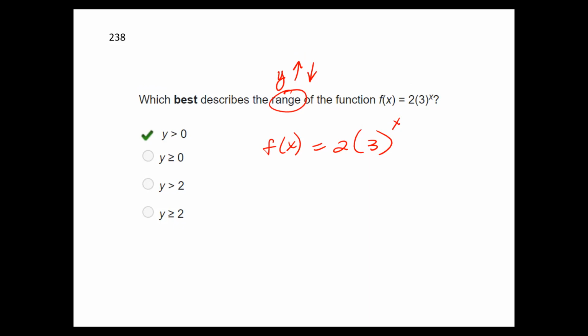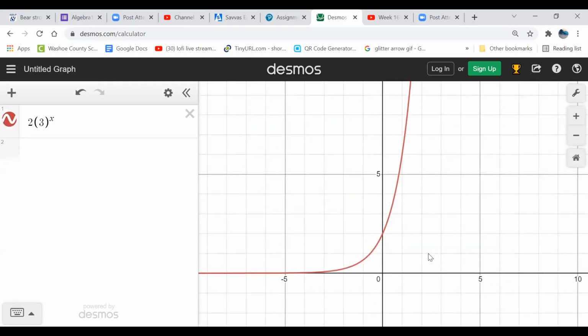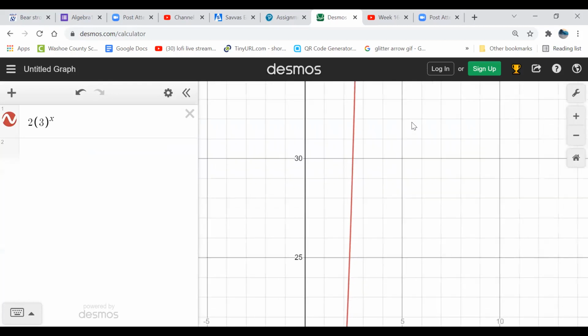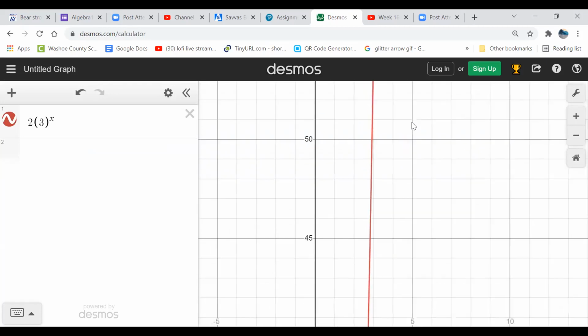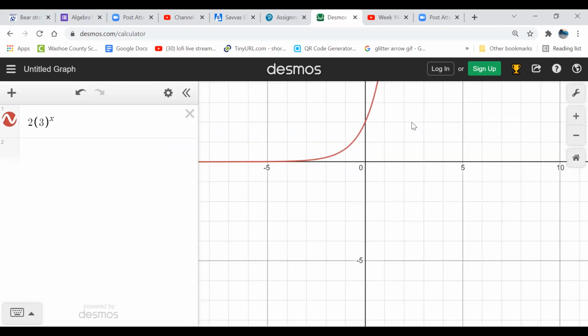Let me change my screen here. So then here's Desmos. You have 2, 3, and then you have an exponent to the x. All right, so if you look at it, how far up does it go? Does it ever stop going up? No, it's passing 25. It's now passing 45. So it's positive infinity for going all the way up.